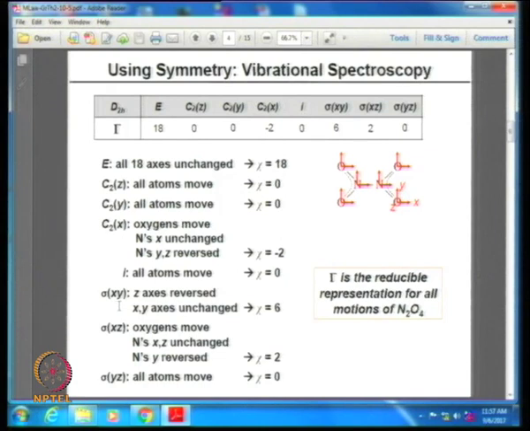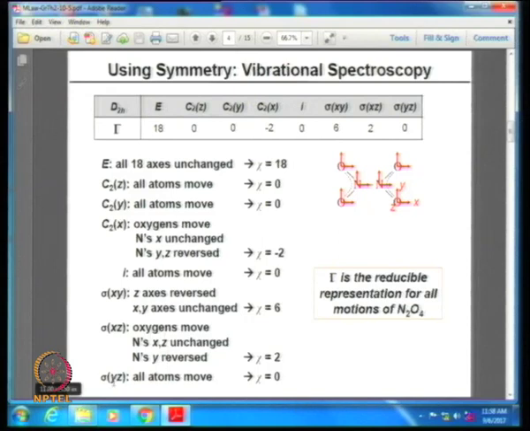Then the reflection planes. So sigma xy, in the xy plane, only the Z axis is reversed for all the atoms in the molecule. If you do a xy reflection, the Z axis is reversed, but X and Y axis are unchanged. So for the reversals, you will get minus signs. For the things that remain unchanged, you will get plus signs. So totally you will get 6. I have not calculated this, but I think that is what it's saying, and so on.